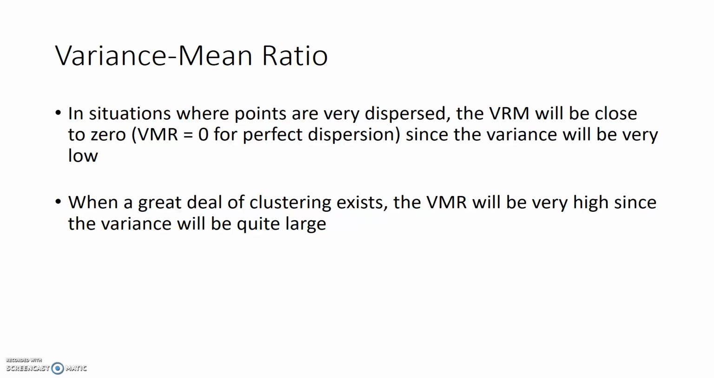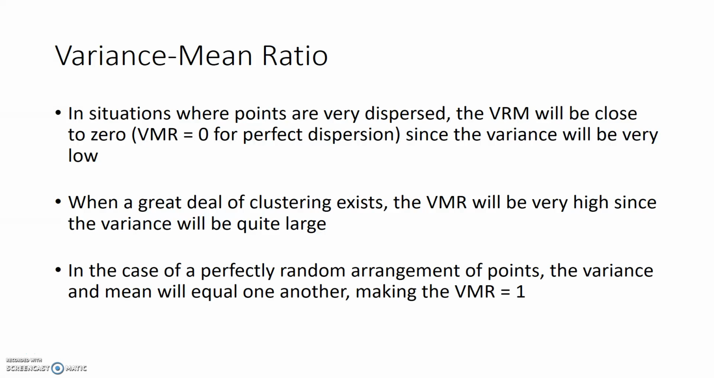When there's a great deal of clustering, on the other hand, your VMR will be very high since your variance will be quite large. So if you have everything clustered up, you're going to have a lot of difference between cells because you'll have a lot in some cells, very little in other cells. Likewise, for your perfect dispersion, you're going to have low variance because you're not going to have a lot of difference cell to cell in the frequency counts. So then, in the case of a perfectly random arrangement of points, your variance and mean will probably be close to one another, and you'll get a VMR of 1.